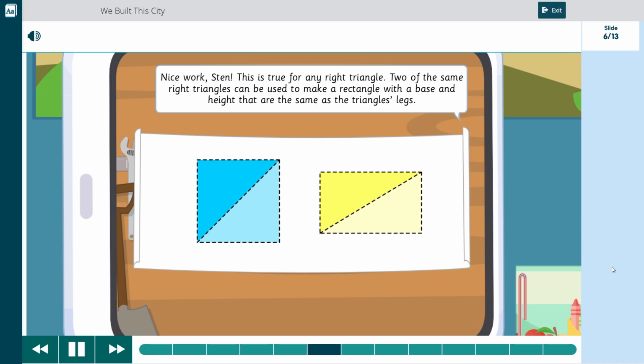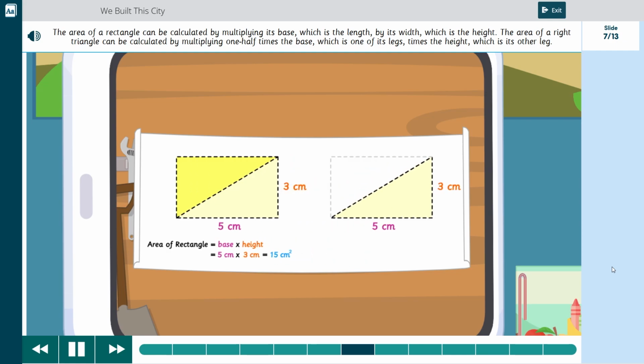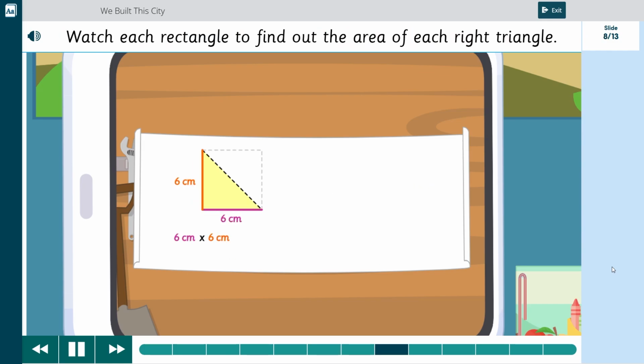Two of the same right triangles can be used to make a rectangle with a base and height that are the same as the triangle's legs. The area of a rectangle can be calculated by multiplying its base, which is the length, by its width, which is the height. The area of a right triangle can be calculated by multiplying 1/2 times the base, which is one of its legs, times the height, which is its other leg. Watch each rectangle to find out the area of each right triangle.